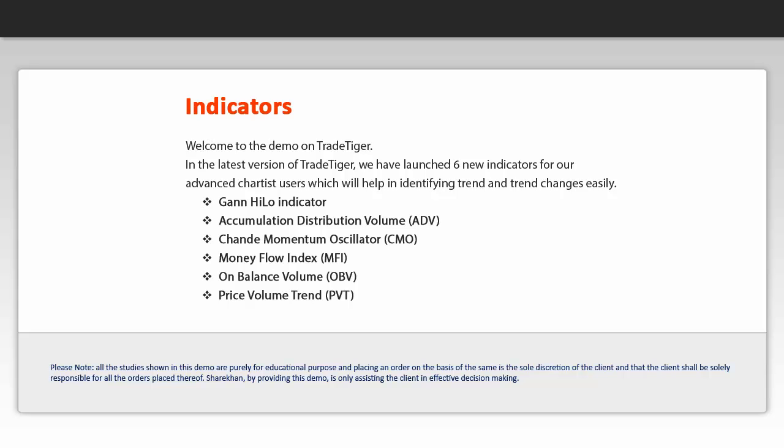In this demo, we are going to discuss the new indicators that we have launched in the new version of TradeTiger, namely Gann HiLo indicator, Advanced Distribution Volume, which is ADV, Chande Momentum Oscillator, CMO, Money Flow Index, MFI, On Balance Volume, OBV, and lastly Price Volume Trend, which is PVT.